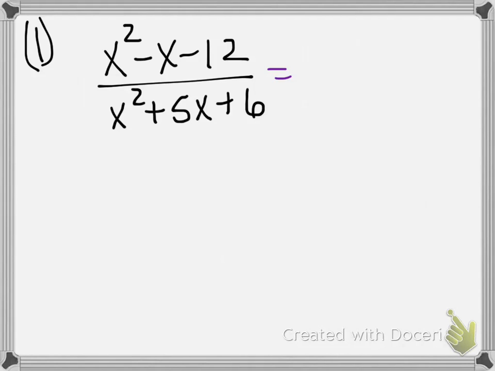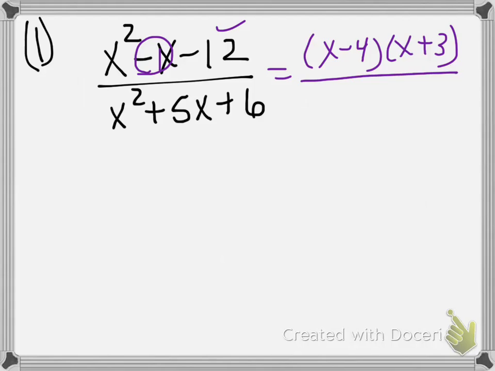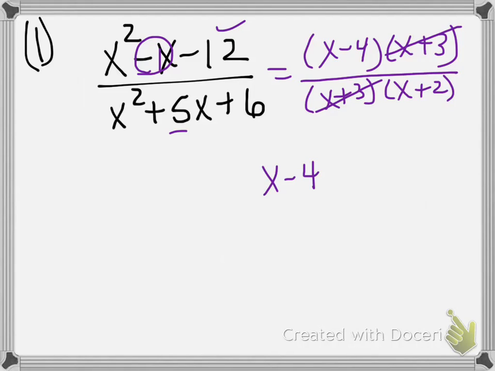First of all, I'm going to factor x squared minus x minus 12 into x minus 4 times x plus 3, because minus 4 plus 3 would give me negative 1, and minus 4 times 3 gives me negative 12. The denominator here is going to be x plus 3 and x plus 2, because 2 and 3 will add up to give me 5. Now look to see what cancels. We've got x plus 3 cancels with x plus 3. So the solution is x minus 4 over x plus 2.